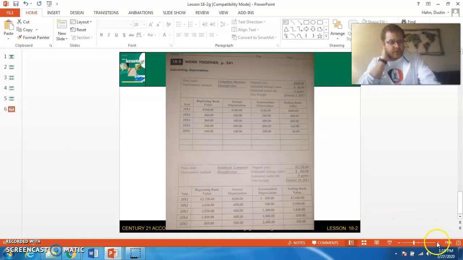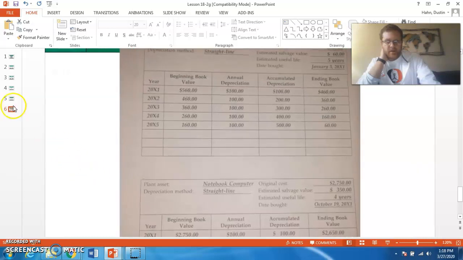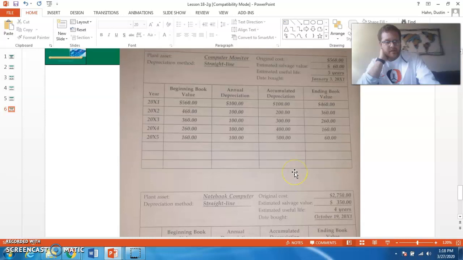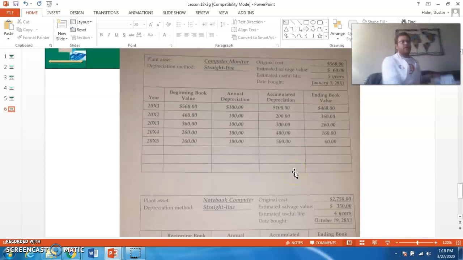Let me zoom in for you. I'll come back to this book value part right here as well. I want to cover this part. So now on the work together on page 541. Yeah, 541. The first one is on January 3rd, we bought a computer monitor costing $560, the estimated salvage value of $60, and a useful life of 5.